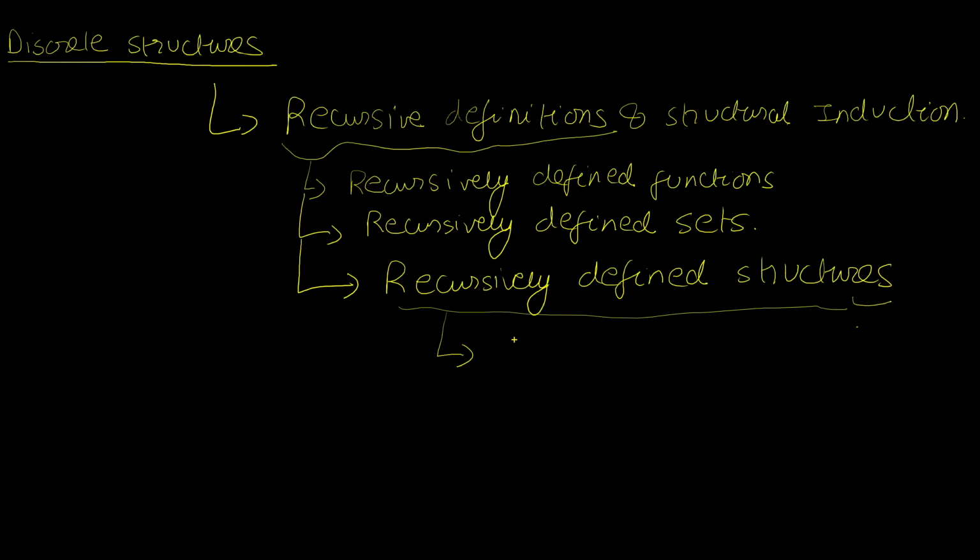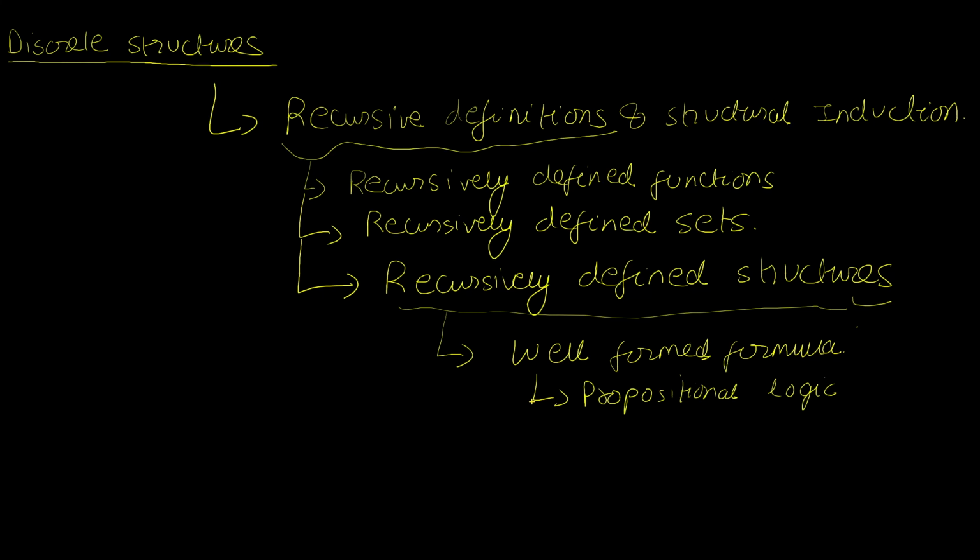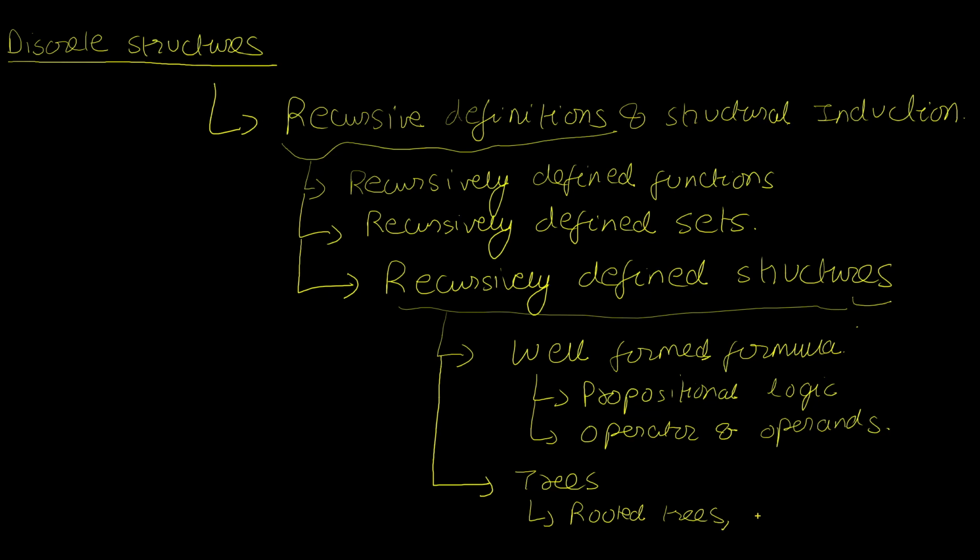We'll be looking into a structure called the well-formed formula. We'll recursively define a well-formed formula in propositional logic as well as using operator and operands. And the next structure that we're going to look at is going to be trees. And inside of trees, we'll be looking at rooted trees, full binary trees, and the extended binary tree. So this is going to be the scope of today's video.